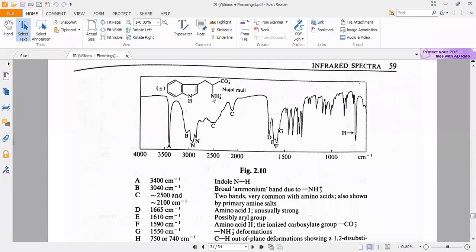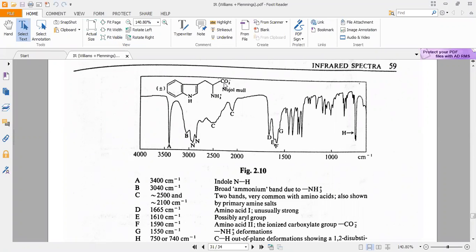Nitrogen has a negative charge and hydrogen has a positive charge, but here the negative charge on nitrogen is decreased because it is making a full bond with hydrogen, not hydrogen bonding, and it is getting a positive charge. So electron deficiency is more on nitrogen rather than hydrogen. So the dipole is decreased. As a result, it absorbs at a lower value.